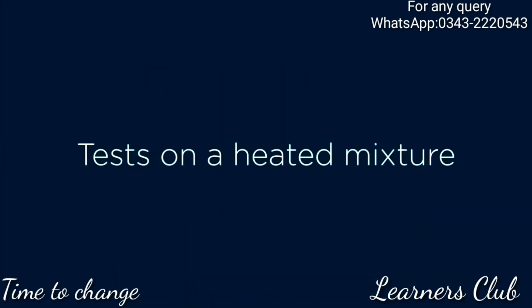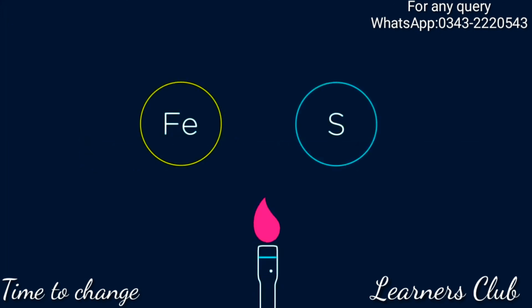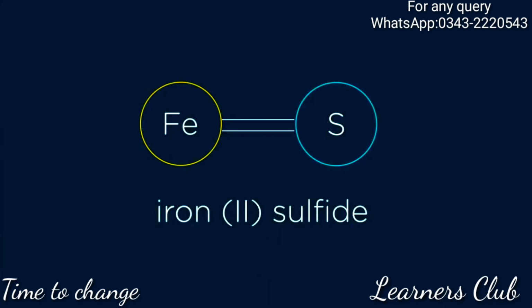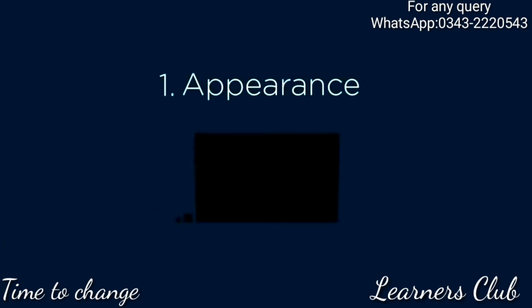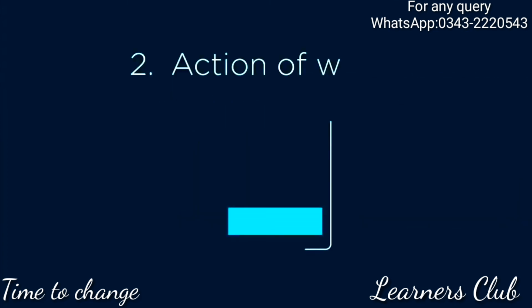Finally, let us perform the same 4 tests on a heated mixture of iron and sulfur. Heating the mixture of iron and sulfur causes the iron and sulfur to bond chemically to form the compound iron(II) sulfide. Now, let us look at how the compound iron(II) sulfide behaves in the 4 tests. Test 1. The compound iron(II) sulfide is a black solid, so it appears different from that of iron and sulfur.